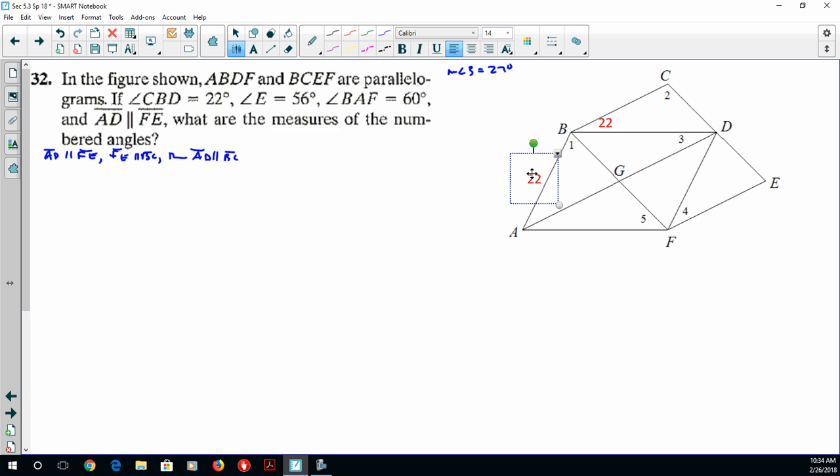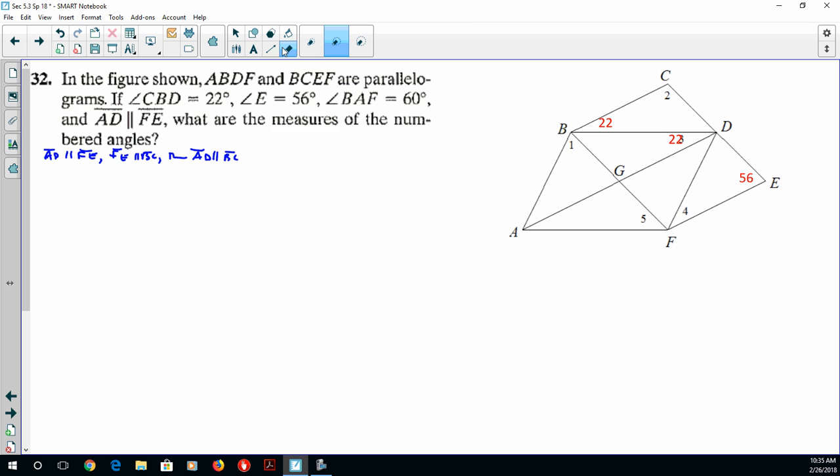All right, angle E we said was 56 degrees. Let's put that in. And I should be a little more careful with some stuff. Sorry. So measure of angle 3. Let's write this down here. Measure angle 3 is 22 degrees. And it says EAF is 60. That's the big angle down here.